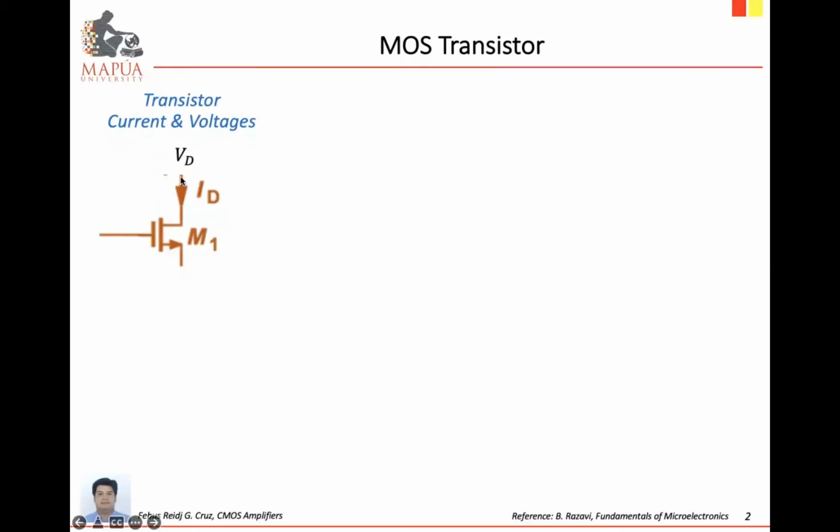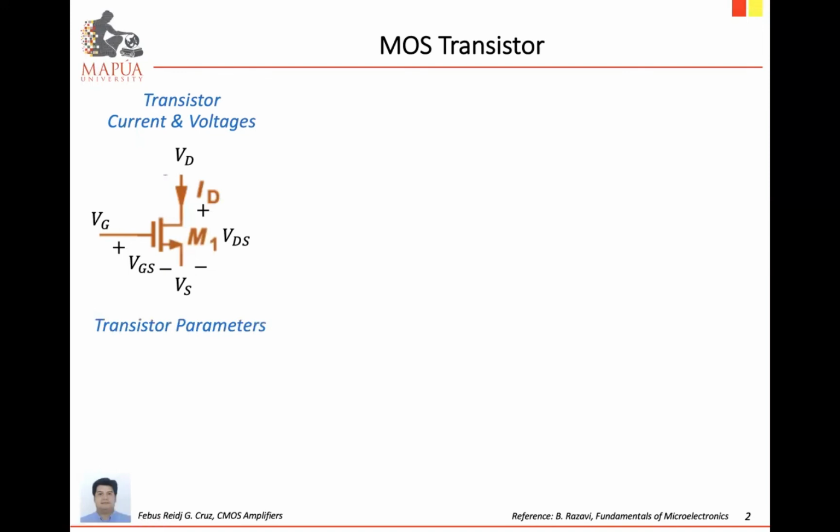So the voltage at the drain will be denoted as drain voltage. Then this will be the gate voltage, that is the voltage from gate to ground. And we have the source voltage from source terminal to ground. Then you have the VGS, that is the voltage between the gate and source. Then we have the VDS, that is the voltage from the drain to the source.